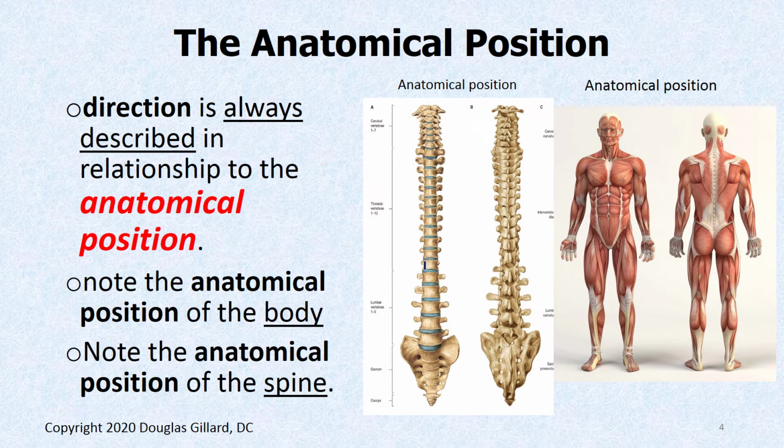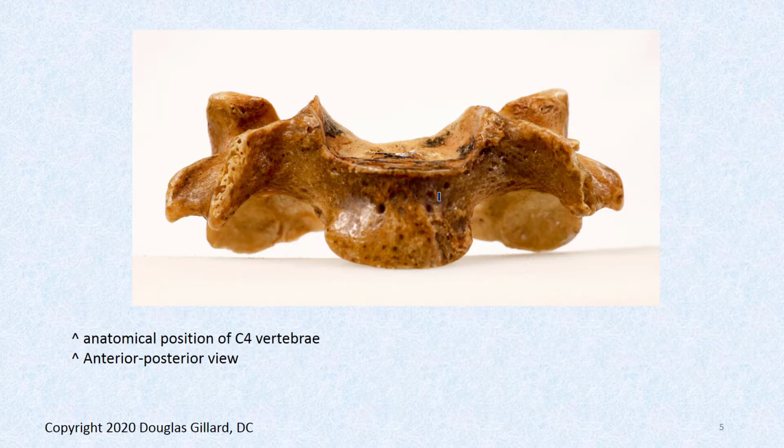Anatomical position of the spine is here. There's an A to P, and there's the P to A spine. In other words, this is the front, which will always be the front of the body. The spinous process, which you can't see, you can see the supraarticular process here. That's more posterior, and the transverse processes are lateral.